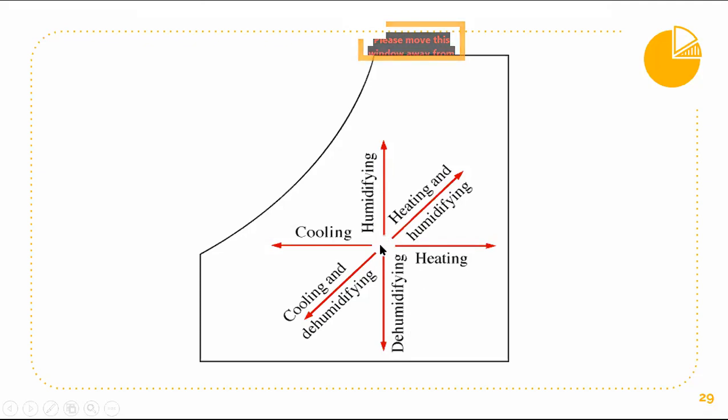If it's cooling, it's going to the left. If it's heating, it's going to the right. If it's heating with humidification, it's slanting upwards. And if it's cooling with dehumidification, it's slanting downwards. So this is how you're going to plot the points from the initial state to the final state of your system later on in this process of humidification and dehumidification. And that's how they should be reflected in the psychrometric chart.